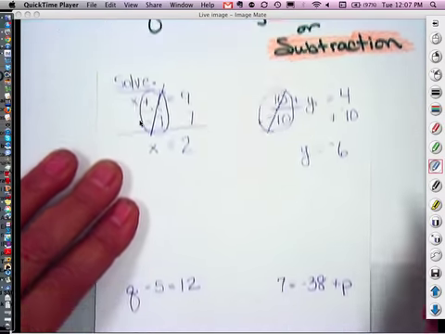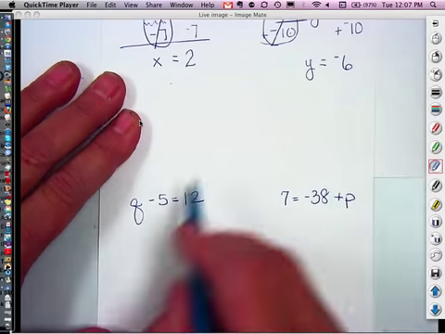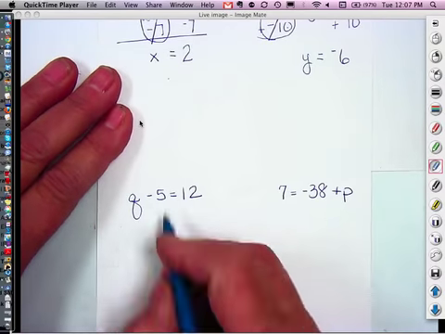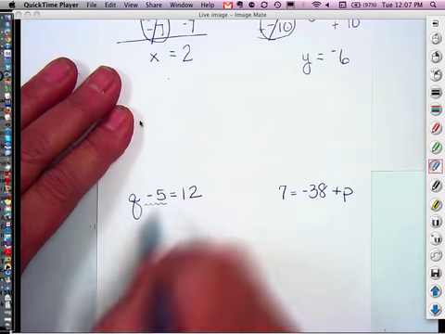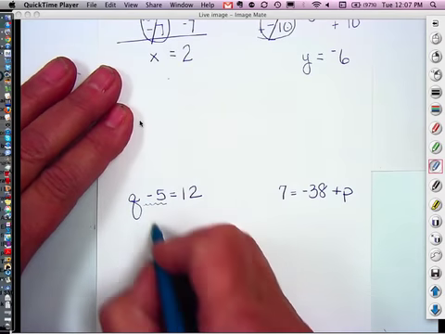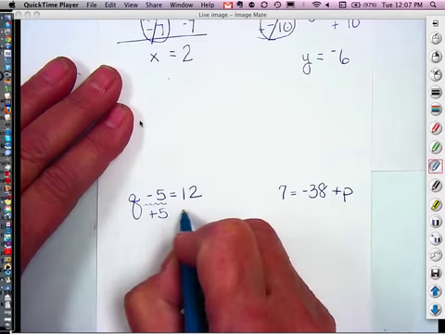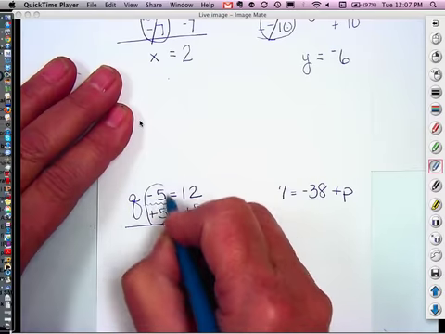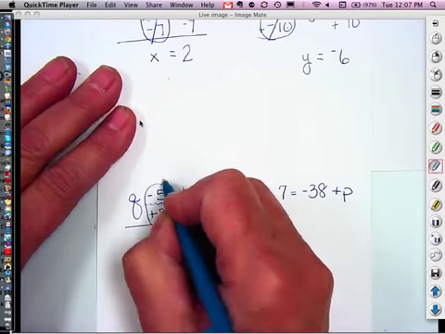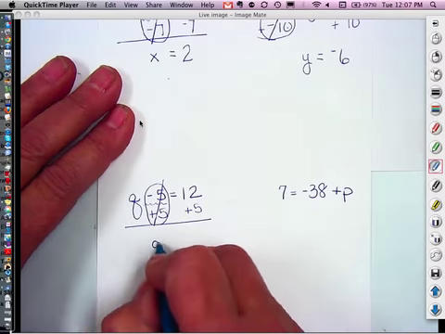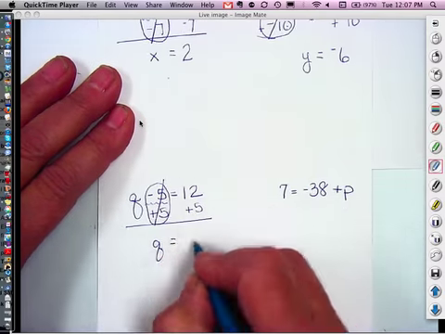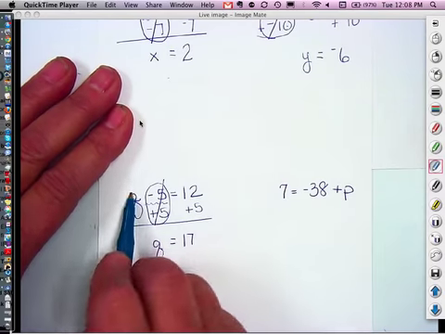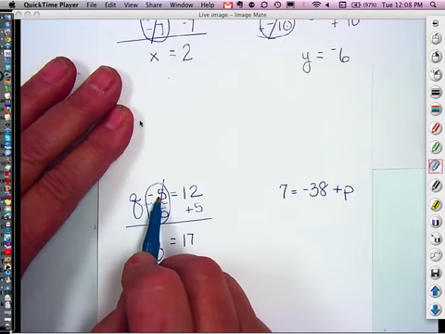On our third problem, we're subtracting. So I have q minus 5 equals 12. To isolate q, I need to undo subtracting 5. So to undo subtracting 5, I want to add 5 to the left side and add 5 to the right side. Verify, negative 5 plus 5, in fact, is a 0. So I have q equals 12 plus 5, which is 17. And again, I want to verify that, so I mentally go 17 minus 5, which is 12, so it in fact does check.